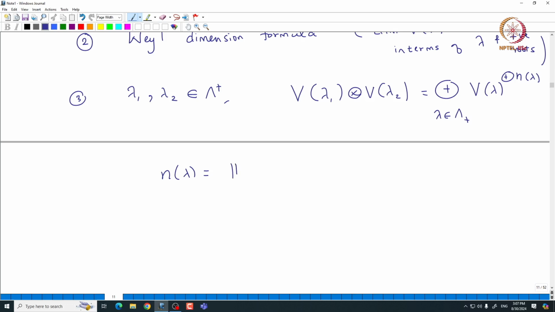Basically, it counts the number of times V lambda occurs in the decomposition of V lambda 1 tensor V lambda 2. This is a number we often want to compute, and that leads to some very interesting combinatorics. Using the Weyl character formula, one can give a closed formula for this number, which is given by Steinberg's formula.